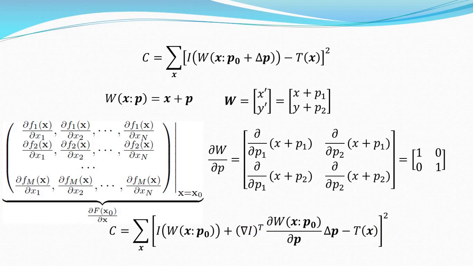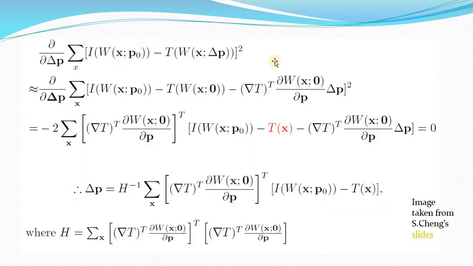But now in this case, you can see that there is no P naught over here, because the P naught is over here. So there is no P naught over here, because of that this remains 0. That is as good as there is no warping on this T image. That is what we can see over here. And this is the normal Taylor series that we have applied over here. So now this is our cost function that we have. Now differentiating this with respect to del p, you can see that this 2 will come in the front.